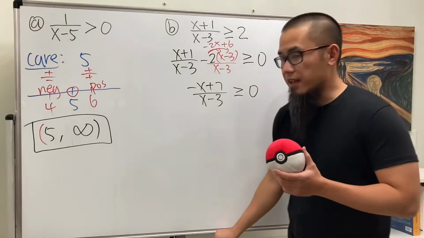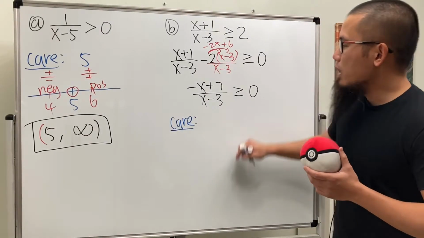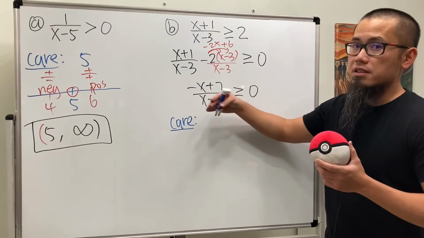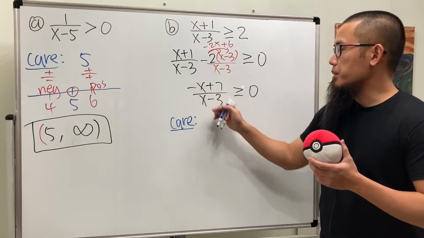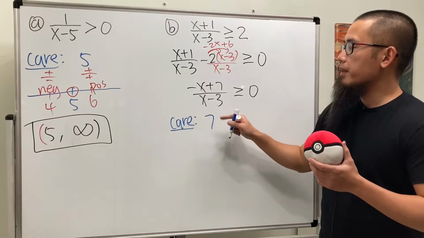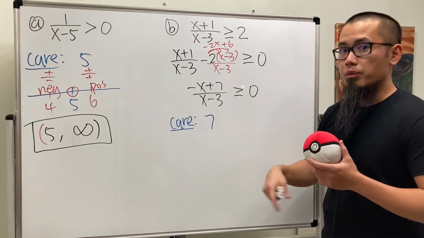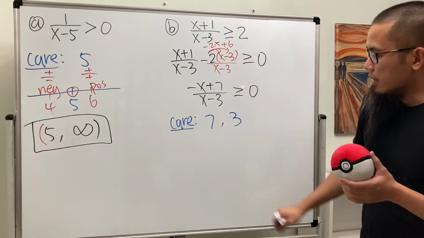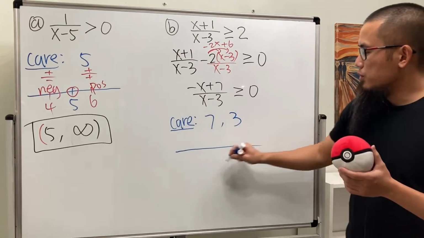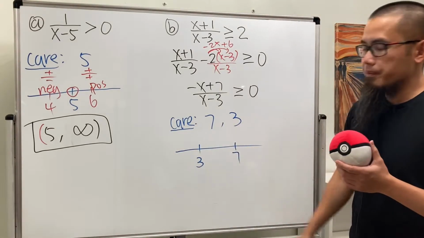Now, let's go ahead and find the numbers that we care about. And to do so, we are going to just look at the top and make it 0. Negative x plus 7 is 0. That means x should be 7. And then if you look at the bottom, x minus 3 is equal to 0. That means x should be 3. So we care about these two numbers. And now let's draw the number line. 3 is smaller, so put it down right here. And 7, let's say, is right here.